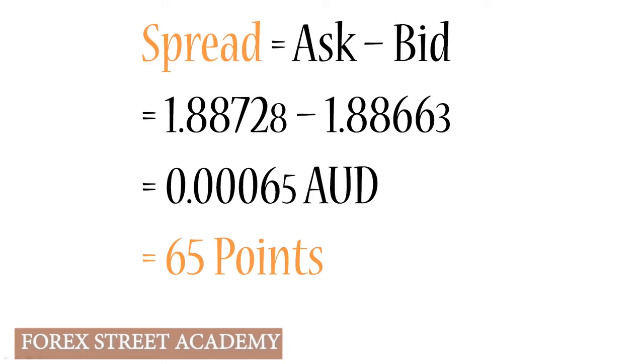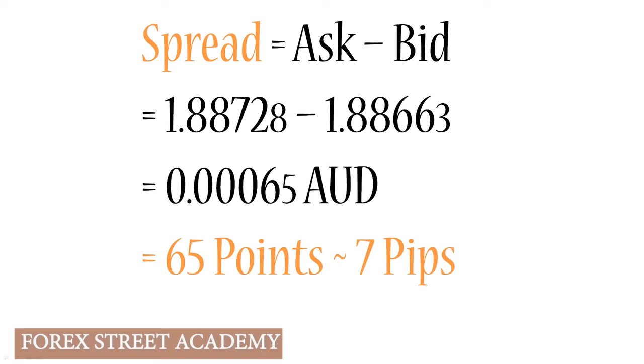So let's remember that even in the 5-digit quotation system, a point is the minimum change that the currency pair can experience. In this case, the minimum change is 0.00001, and if you multiply that by 65, then you will get your spread. So the spread is 65 points. On the other hand, the spread is approximately 7 pips. You can say 6.5 pips, you can say 7 pips, doesn't really matter.